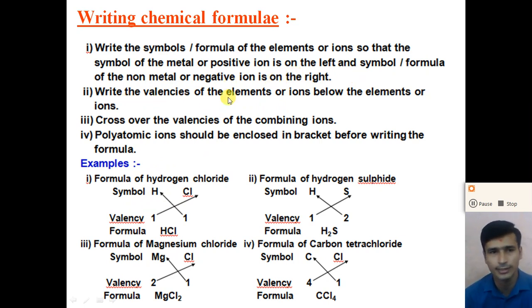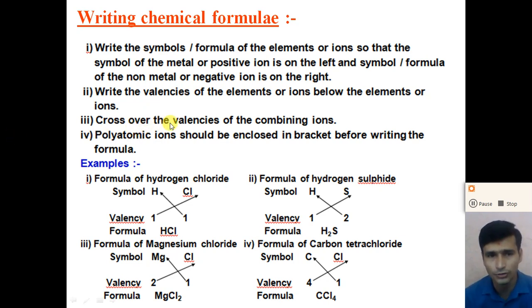The second step is to write the valency of the elements or ions below the elements or ions, right? So write their valency, that means the combining capacity of the ions. So the first step is to write the positive ion on the left side and the negative ion on the right side, and then the valency below the element or ion. So write the valency of each element, the positive ion as well as the negative ion.